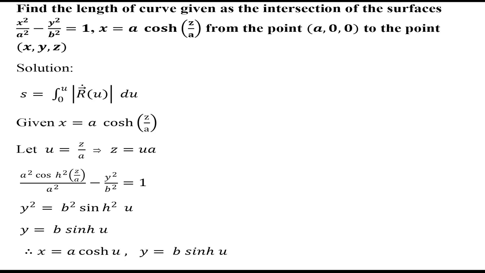Given x equal to a cosh of z by a. Now we take that z by a as u. That is u equal to z by a. This implies that z equal to ua. So we substitute this value in equation 1. After simplification we can get the value of y equal to b sinh u. Therefore x value is a cosh u, y value is b sinh u, and z value is ua. So therefore we get x, y, z.